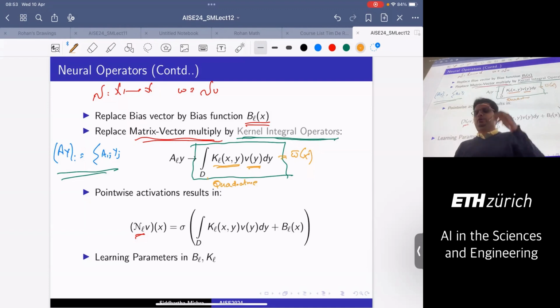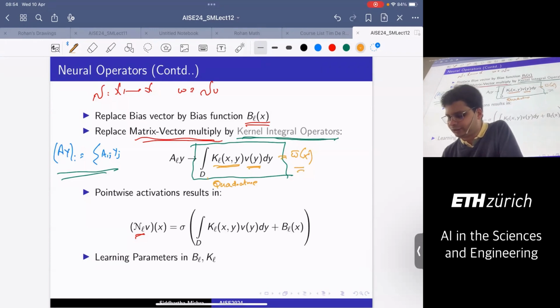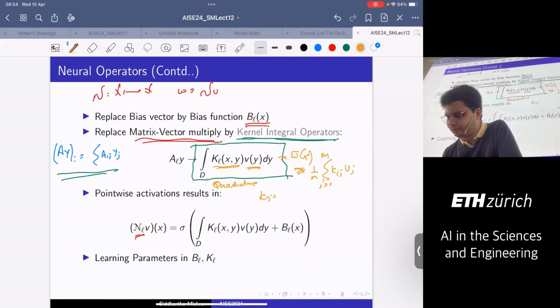Let's even do Monte Carlo quadrature. Monte Carlo is the simplest. You just take some random points in D and you approximate this object by 1 over m, summation of j from 1 to m of k of ij vj. And what is k of ij? K of ij is nothing but the kernel at xi yj, and vj is nothing but v of xj.